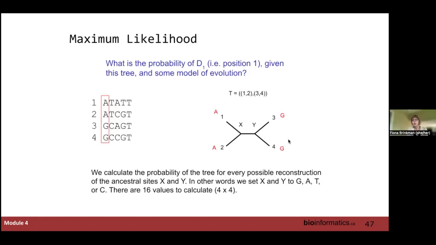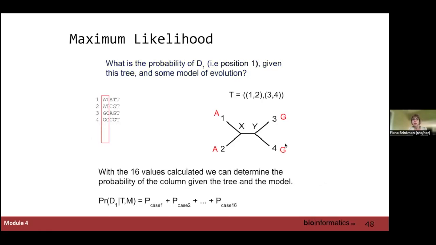We can calculate the probability of that tree for every possible reconstruction of ancestral sites X and Y, because you've got these different possibilities of trees here. In other words, we set X and Y to be G, A, T, or C, and we're going to calculate 16 values to find the probability at just this one position, given this tree and a model of evolution. That's just that one thing we're doing.